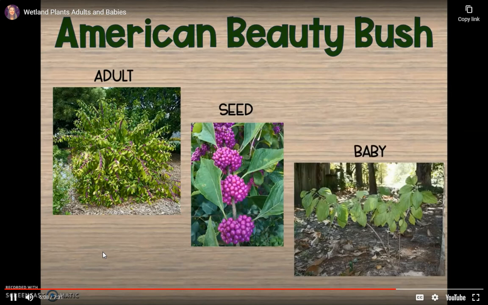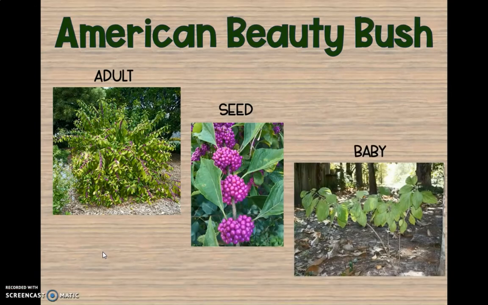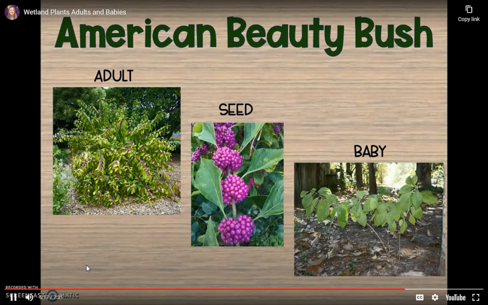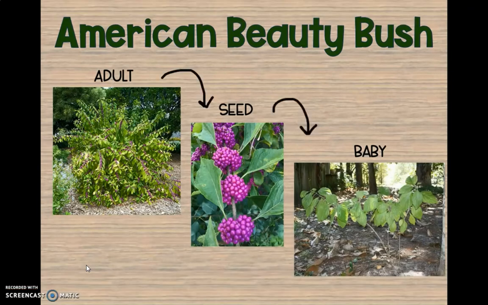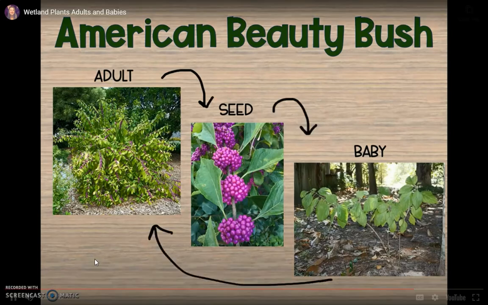Now, we wouldn't even be able to tell this was an American Beauty Bush because I don't see any berries on it. Not yet. Babies don't grow them just quite yet. It needs to grow into an adult. So the adult will make the seeds. The seeds will turn into a baby, and that baby will one day become a beautiful American Beauty Bush.